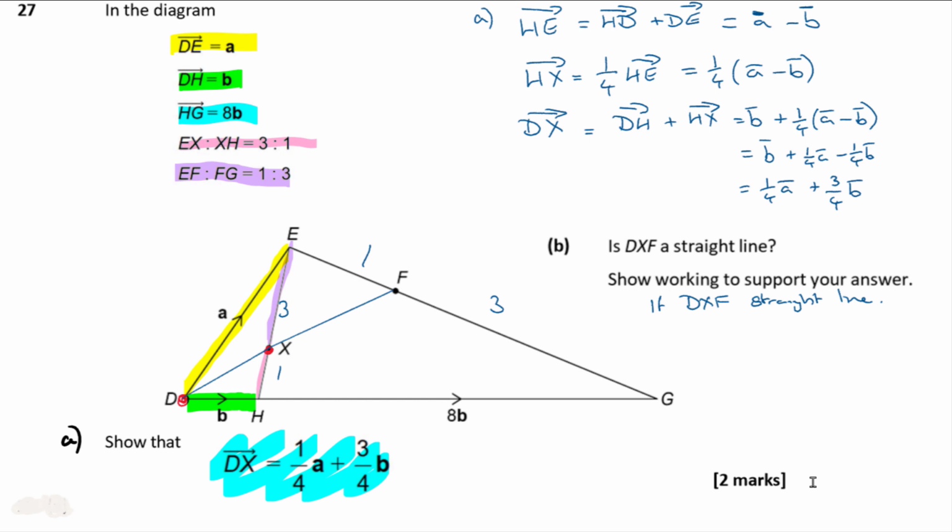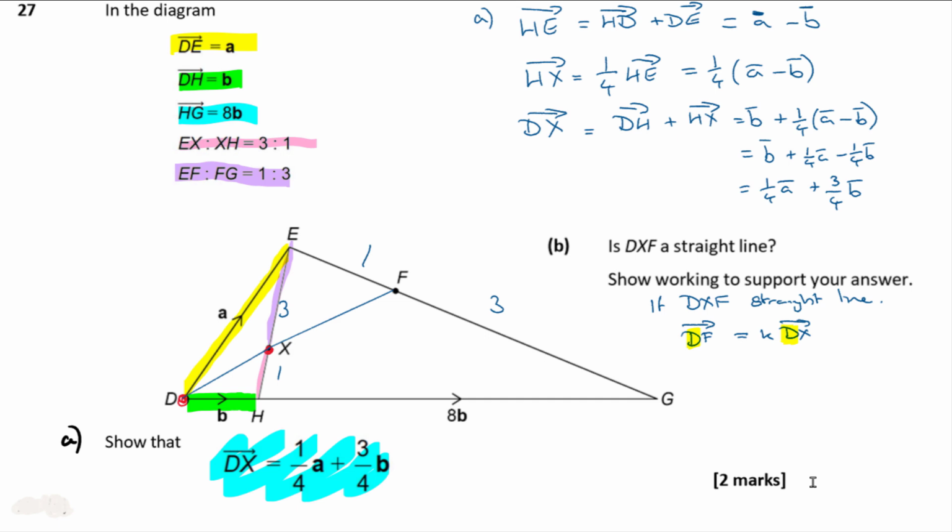I think that might be the easier route. If I can show that vector DF is a multiple of the vector DX, then that would imply that all those three points lie in a straight line, because they're sharing a starting point, D. If one is a multiple of the other, then they're going in the same direction, and therefore they share all the same points. So that should be sufficient proof.